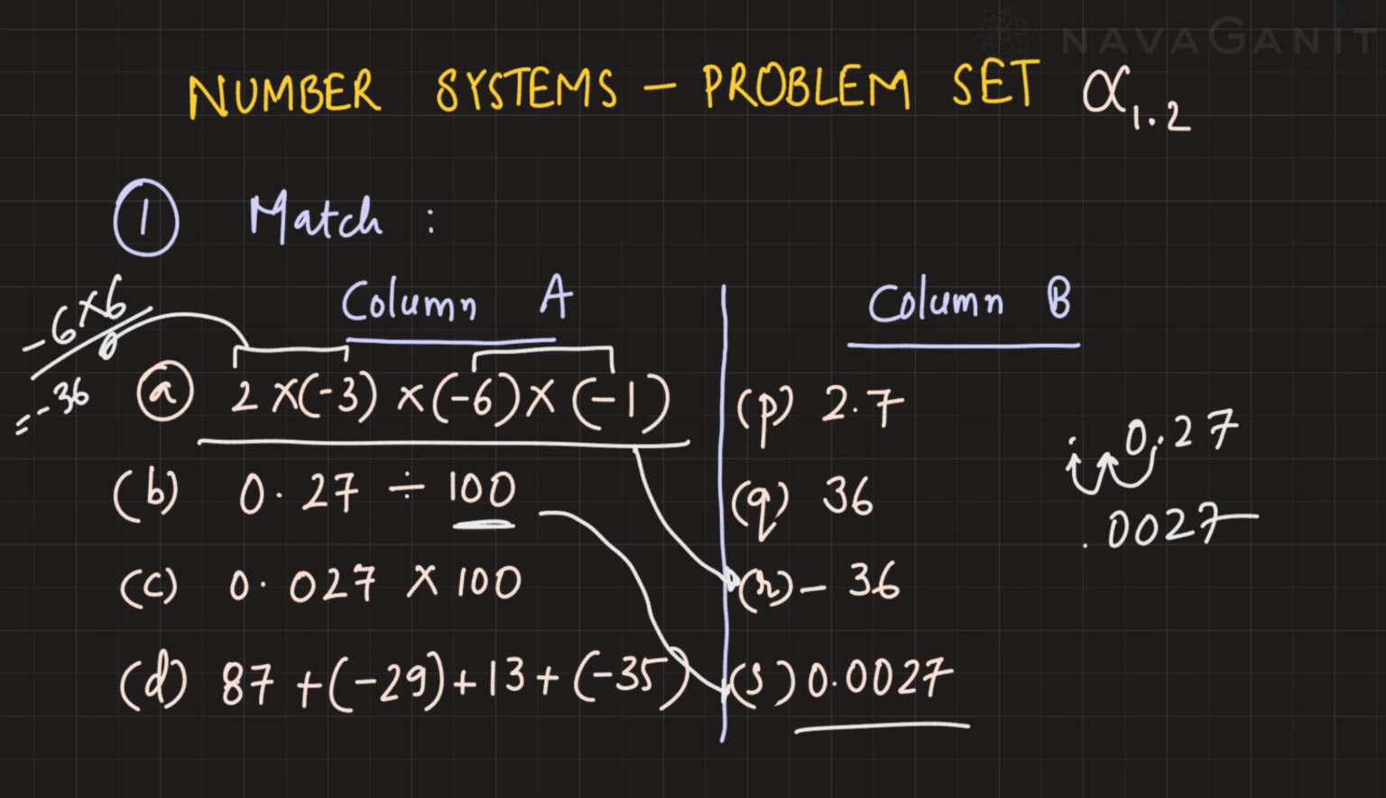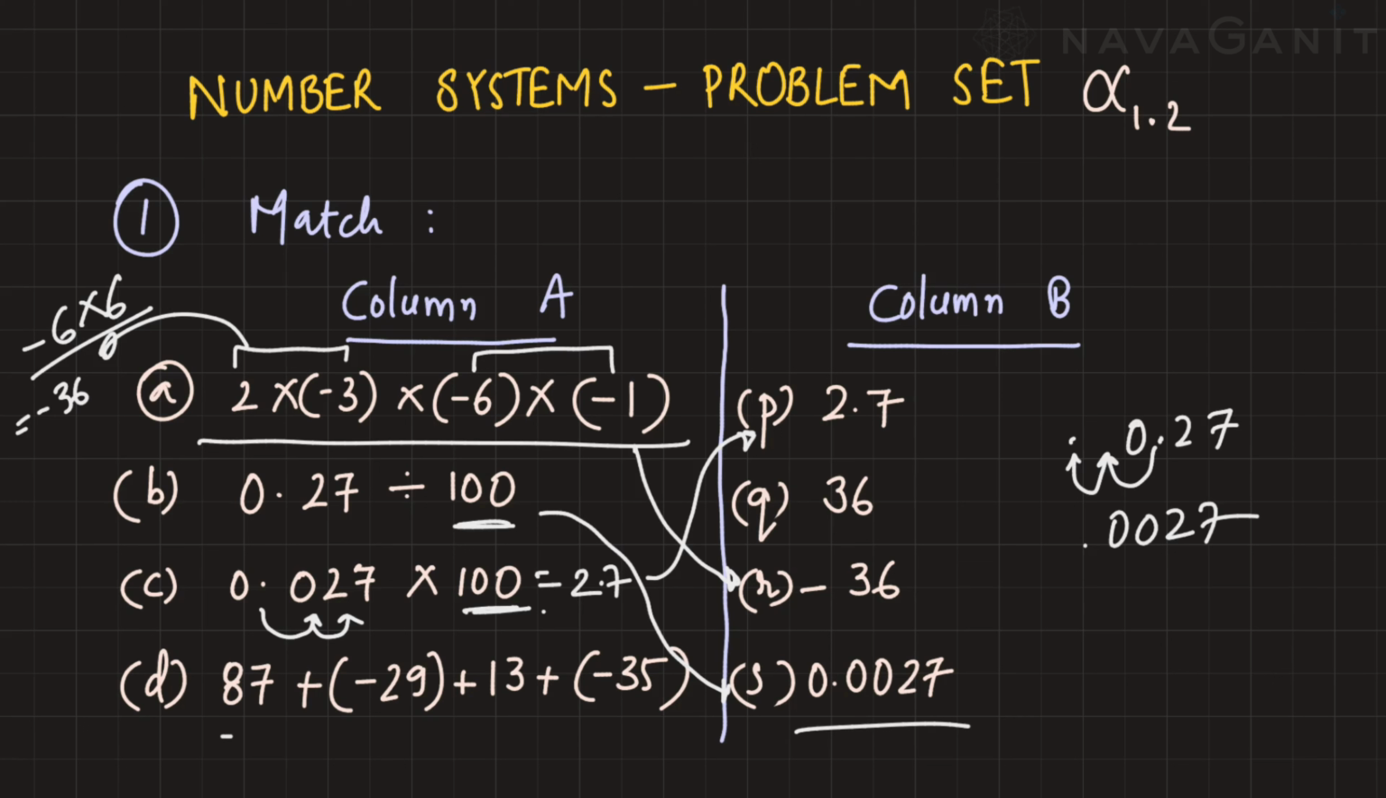Next we have 0.027 multiplied by 100. So we are multiplying, so the decimal point shifts to the right by 2 places, 1 and 2. So this would be 2.7. So C is mapped to P.